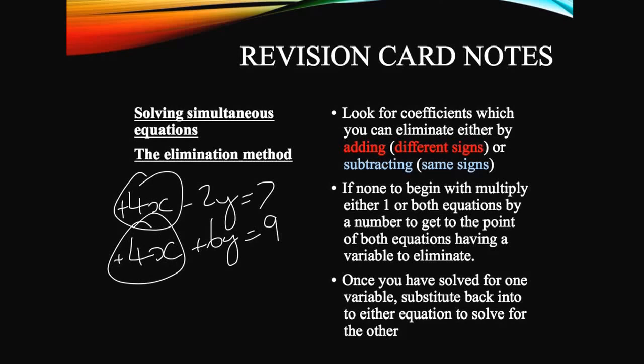If neither of them you can eliminate straight away, then you might have to multiply either one or both to get a variable to eliminate. And once you've done that, once you've solved it for one letter, either x or y, substitute it back in to get your other variable.